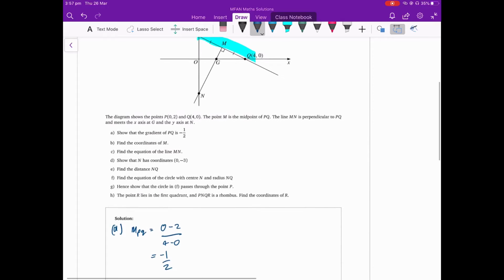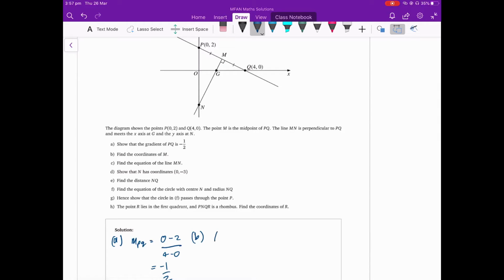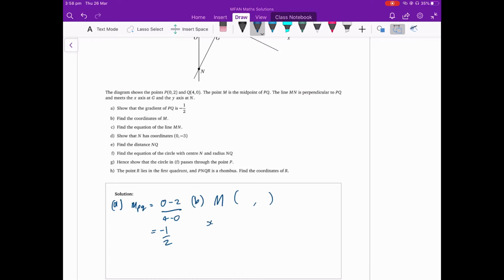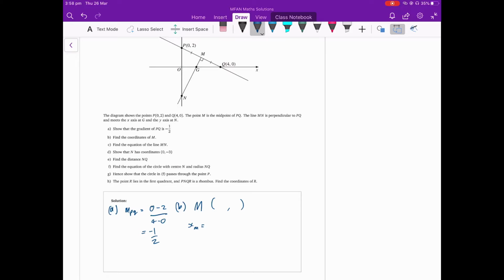Okay. Question B. Find the coordinates of M. For this one, just do the midpoint formula. So the x coordinate of M is equal to, add the x's together, so 0 plus 4, over 2. So we get 2. And then we get the y value of M. We get 2 plus 0 over 2, so that would be 1.